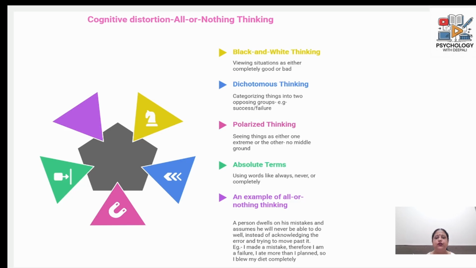So, an example of this would be a person who dwells on his mistakes and then assumes that he will never be able to do well. Instead of acknowledging the error and trying to move past, he may think that, okay, I made a mistake, therefore I am a failure. I ate maybe more than what I planned to eat, so my diet has completely been blown up. So it's like they are taking a very extreme view of what has happened, and they don't feel that they are having any scope to change that.